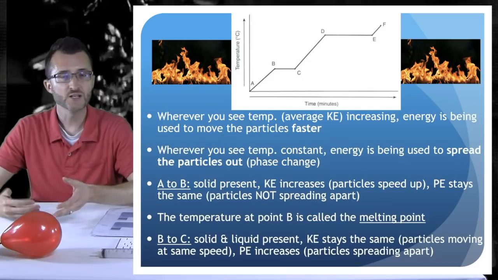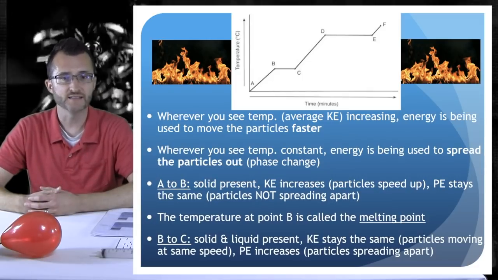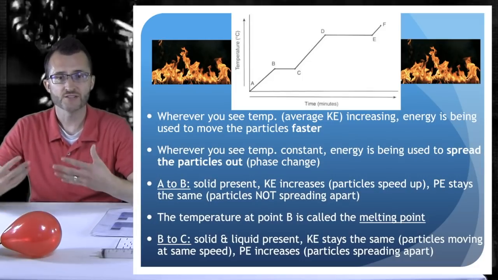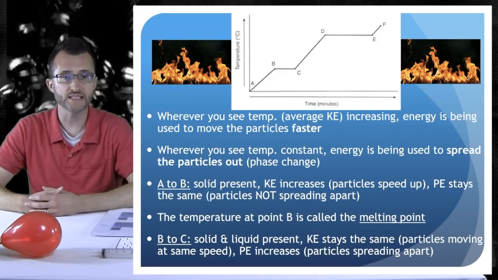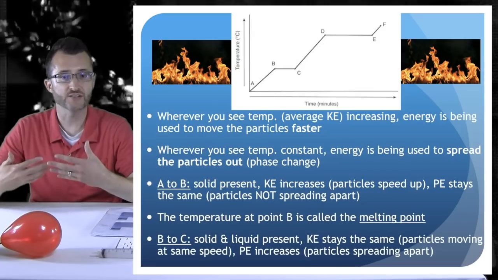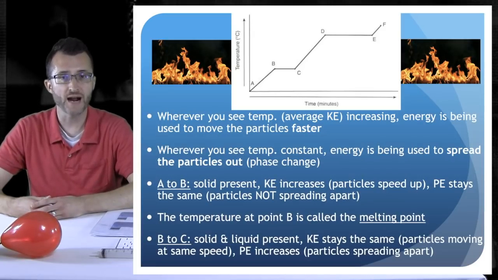And from B to C, we have both solid and liquid present. Now the temperature is staying the same, so the kinetic energy stays the same. This means the particles are moving at the same speed. However, the potential energy is increasing because the particles are spreading apart. Again, this is a phase change.